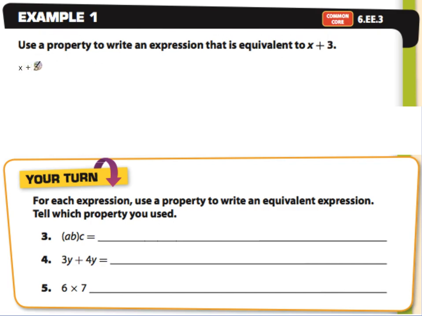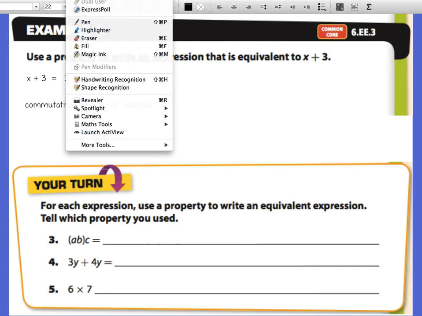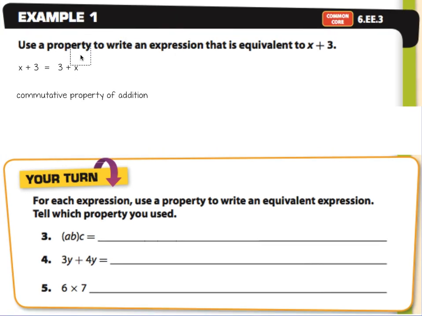So what I can do is I have x plus 3, and I can move those numbers around and make an equivalent expression of 3 plus x. And I did that using the commutative property of addition. Again, I couldn't use the associative because there's no groupings, and I couldn't use the identity property because we're not using 0.